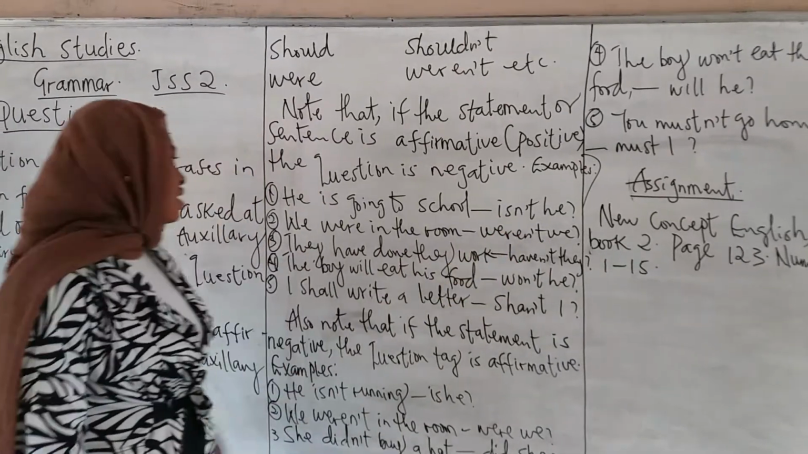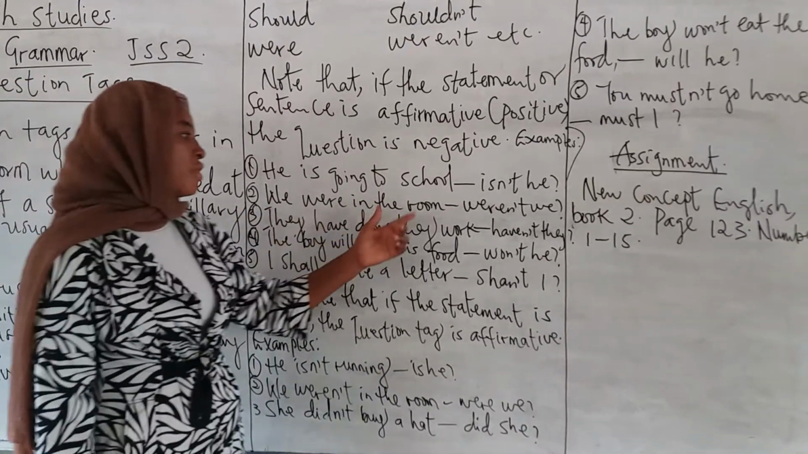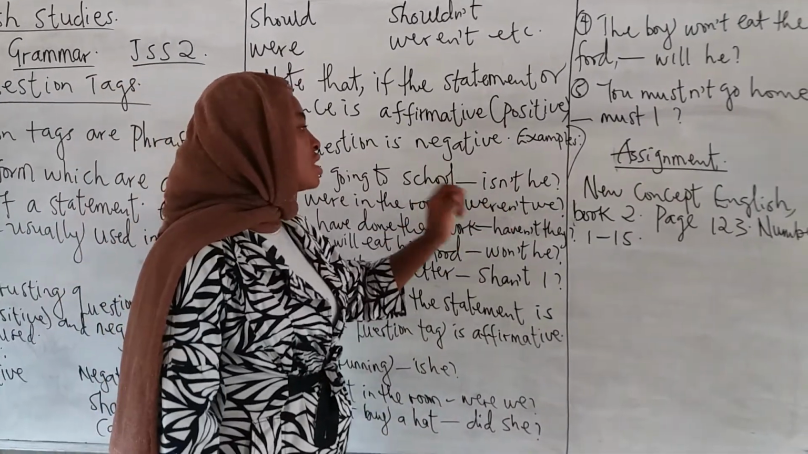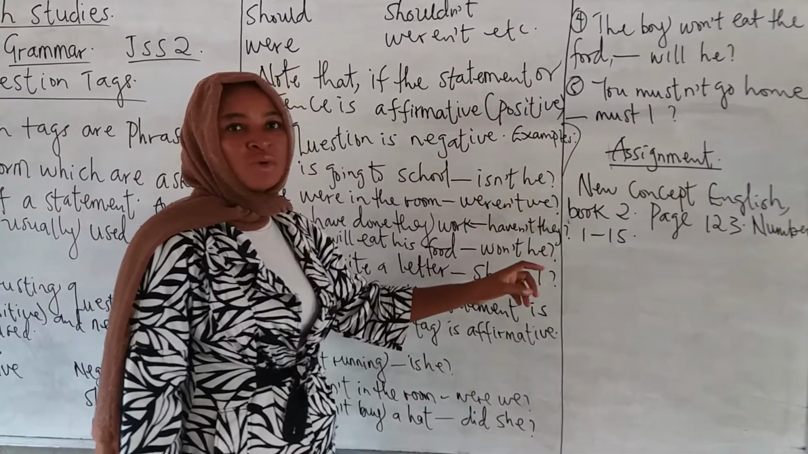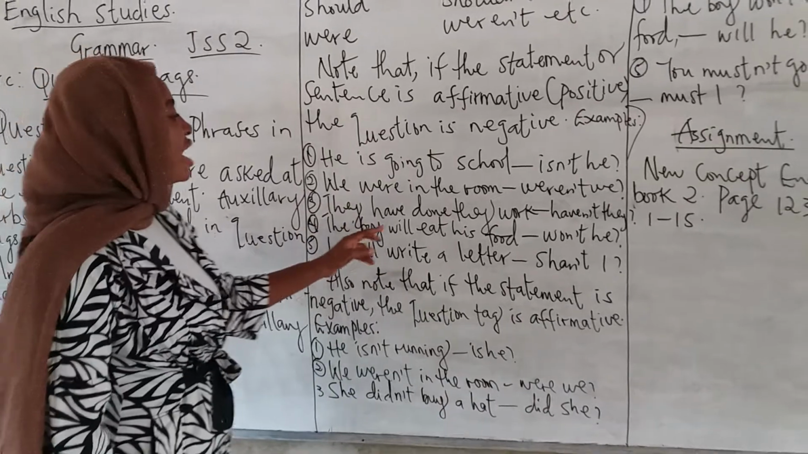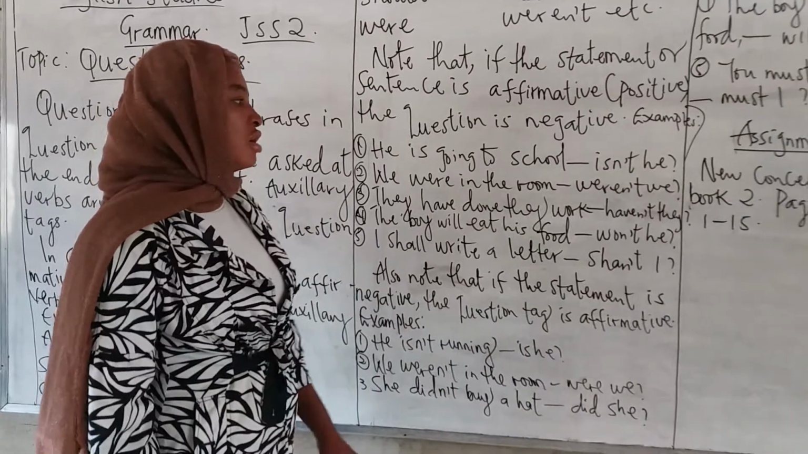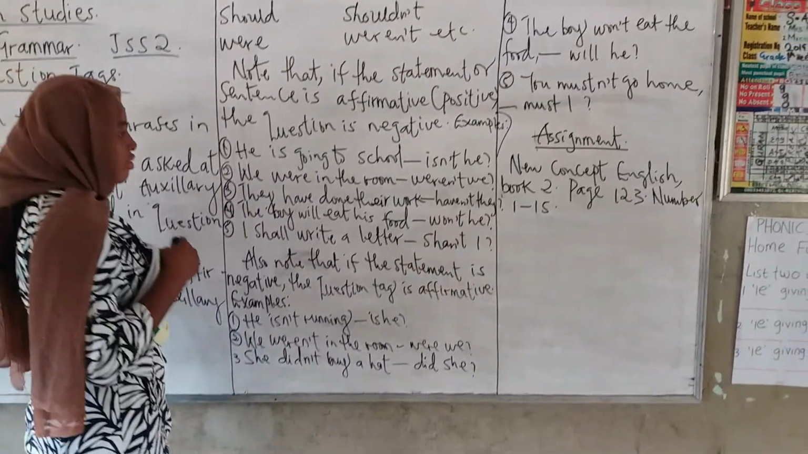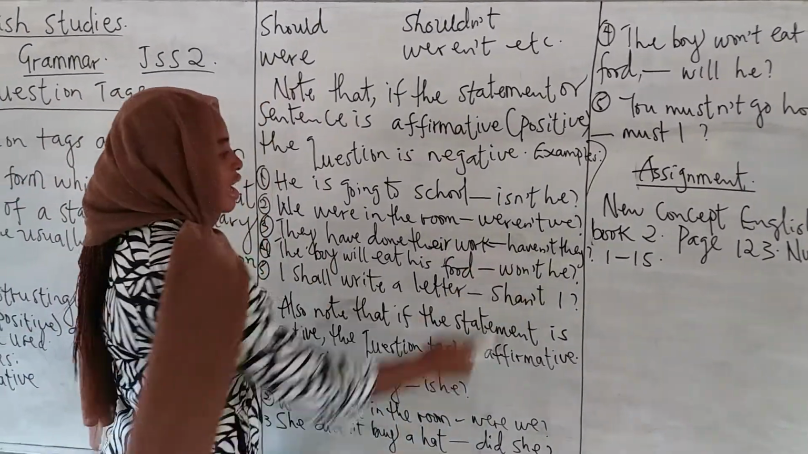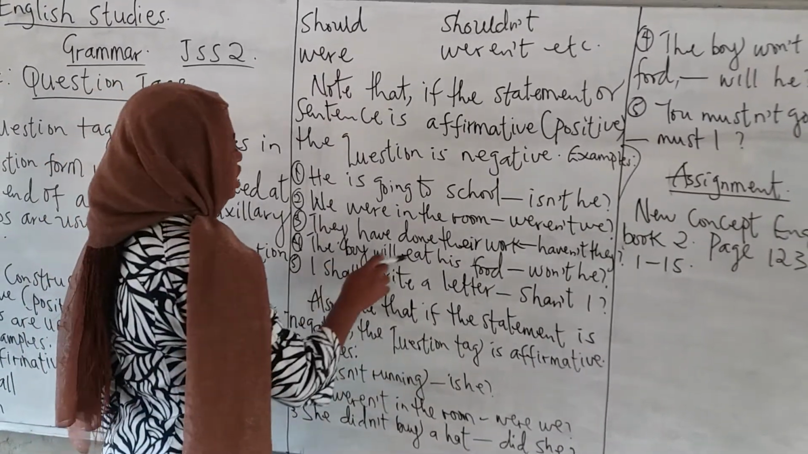Sentence 2 says, we were in the room. The question tag is weren't we? Remember, at the end of the question you write your question mark, indicating the question. Sentence 3 says, they have done their homework. The question tag here is haven't they? Sentence 4 says, the boy will eat his food.